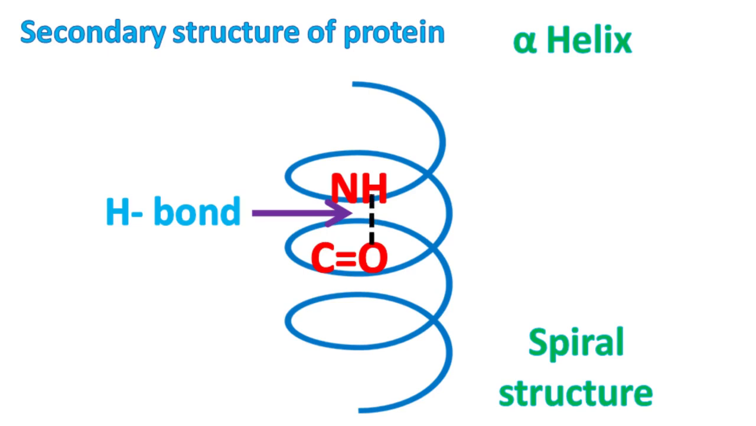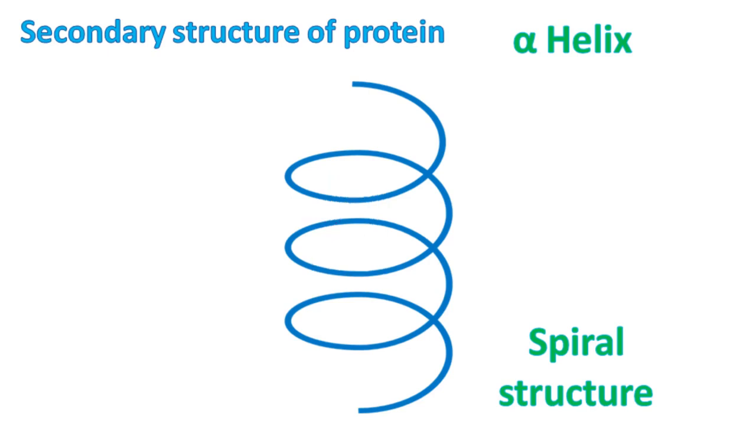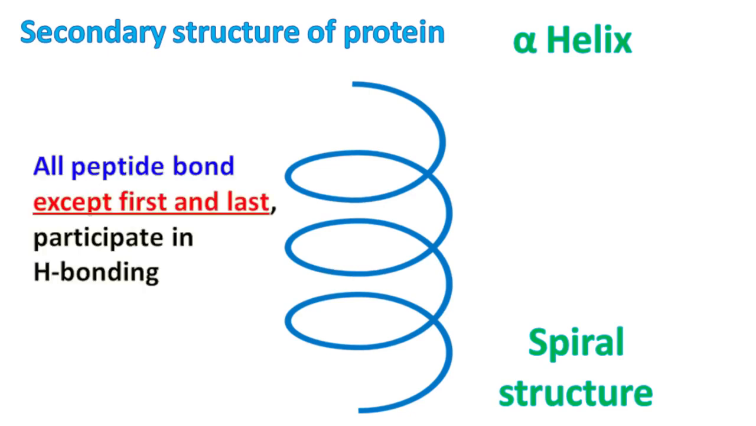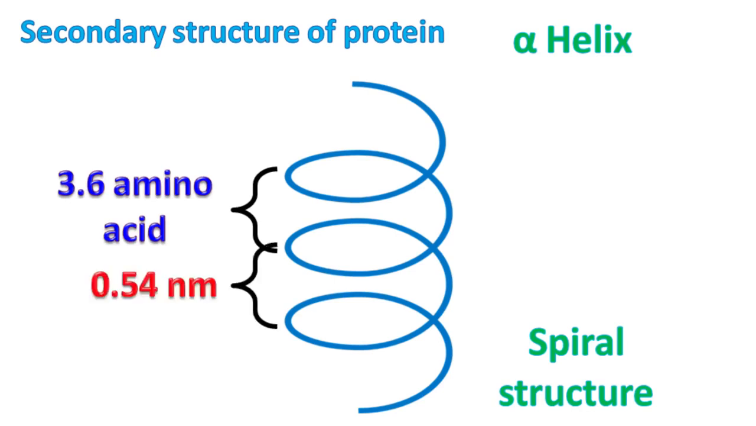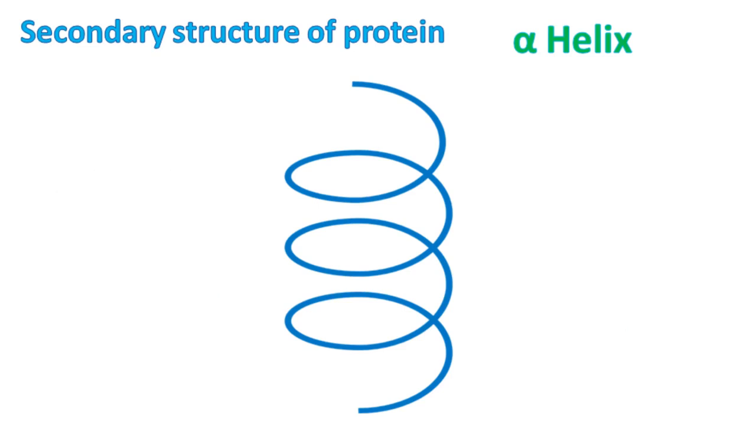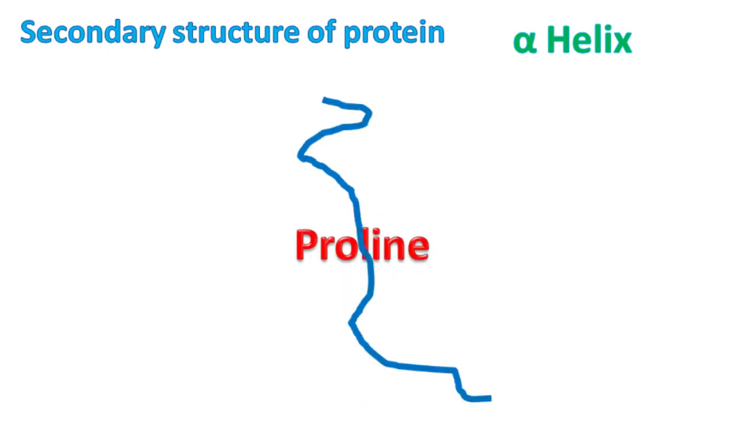Individual hydrogen bonds are of course weak, but collectively they are strong enough to stabilize the spiral structure. All the peptide bonds except the first and the last participate in the hydrogen bonding. Each turn of the helix has 3.6 amino acids at a distance of 0.54 nanometers. Presence of amino acids like proline can make the helix unstable and disrupt the helix.